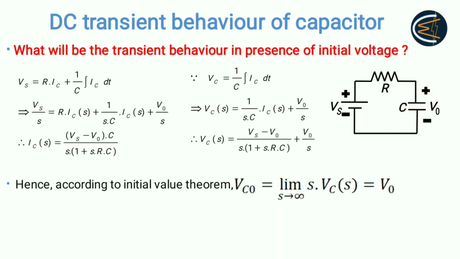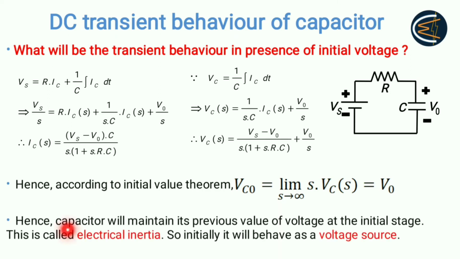What does that mean? It means the previous value of the voltage across the capacitor will still be there even after the change in the circuit, for a certain period of time. So what we can say is, the capacitor maintains its previous value of voltage at the initial stage. So V0 is the previous value of voltage which was already there across the capacitor. Now suddenly a change in the circuit takes place and this supply voltage has appeared, but still the capacitor maintains that previous value of voltage even after the change in the circuit.